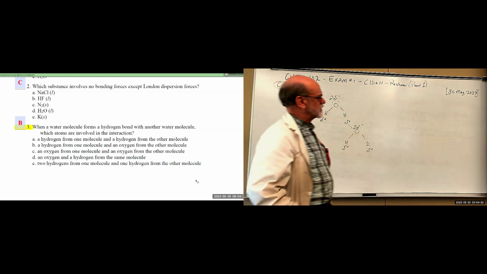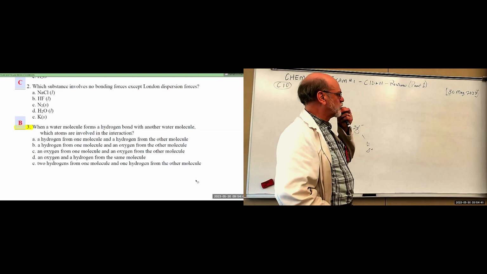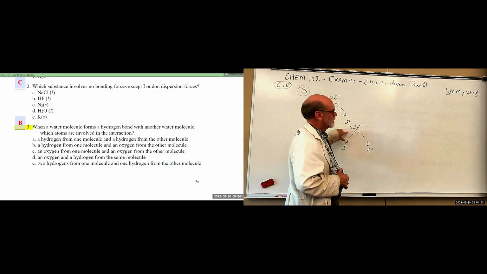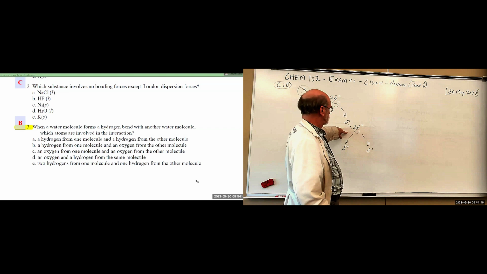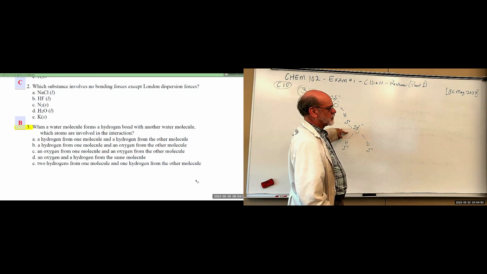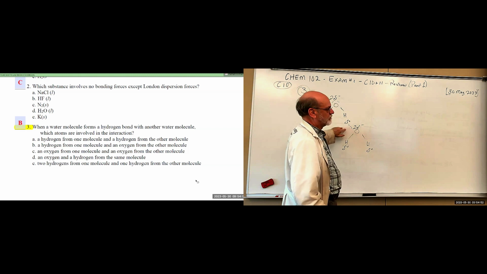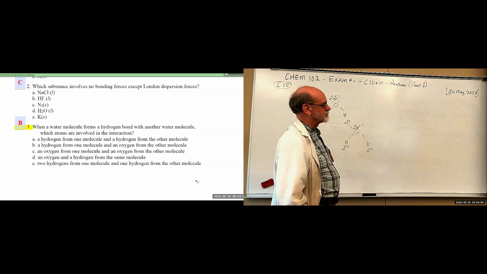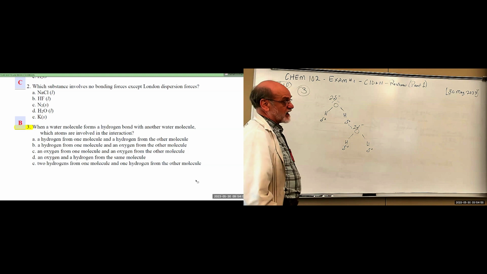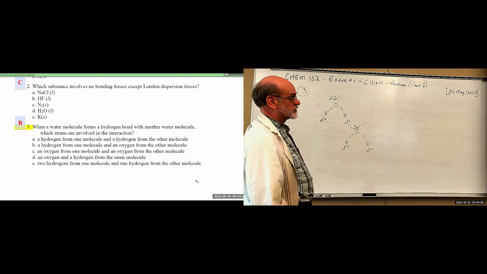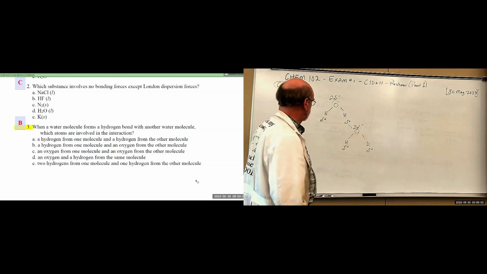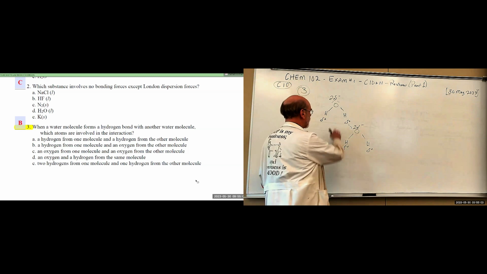Okay, so which one of these statements satisfies? A, a hydrogen from one molecule and a hydrogen from the other? No, that's repulsion. B, a hydrogen from one molecule and an oxygen from the other. Yep, that's it. C, oxygen, oxygen, oh, you get repulsion there. D, an oxygen and hydrogen from the same molecule? I don't think so. They're already bonded, right?